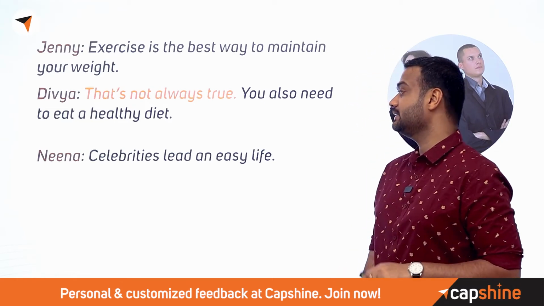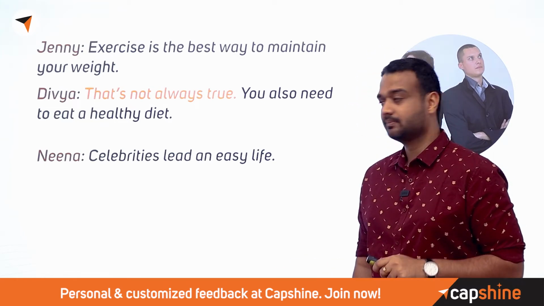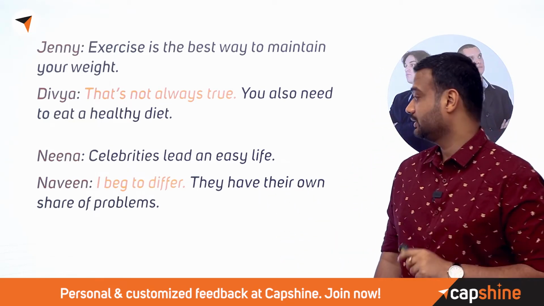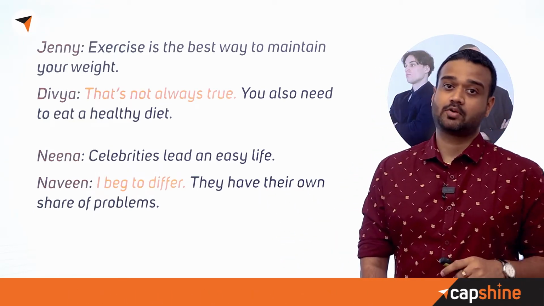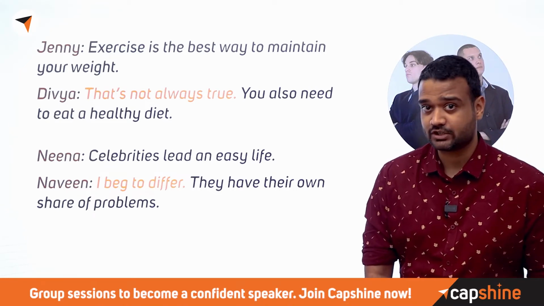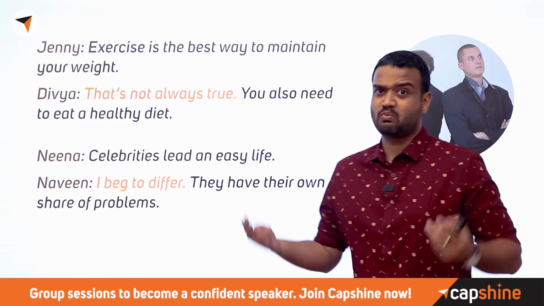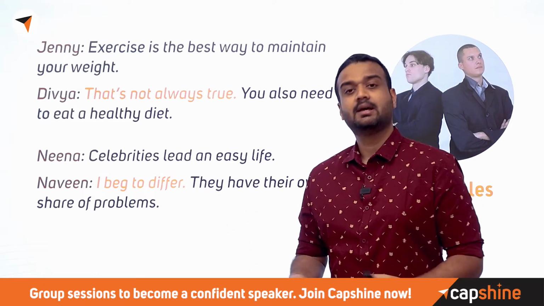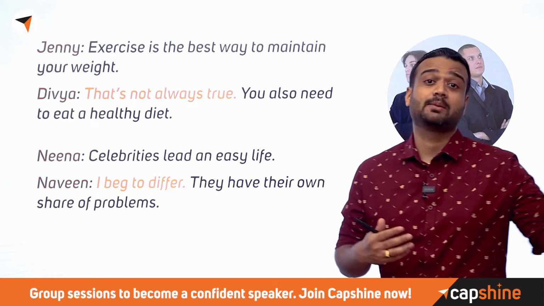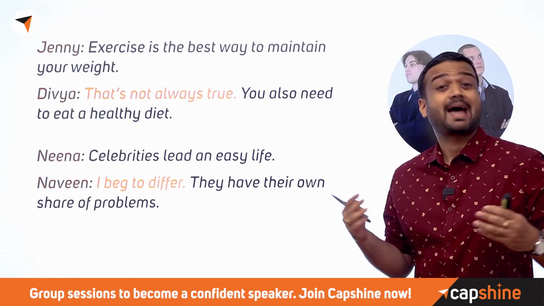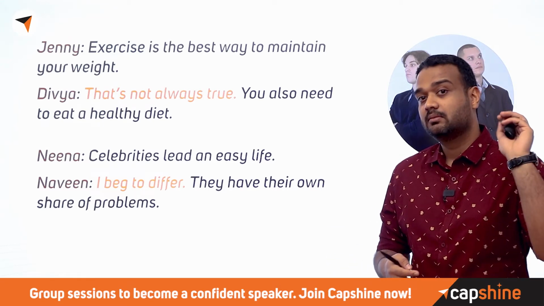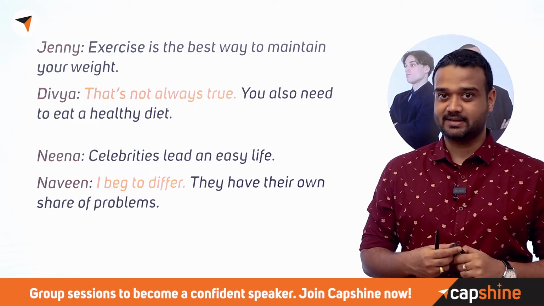Nina says, celebrities lead an easy life. And Naveen might have a different view. He says, I beg to differ. They have their own share of problems. And you could, of course, lead to more conversations. Nina would say, what kind? I can't think of any. And Naveen would go ahead and elaborate on that and say, you know what? They have to worry about this, they have to worry about that. And that leads to a healthy conversation as opposed to people just bombarding other people with their opinions.